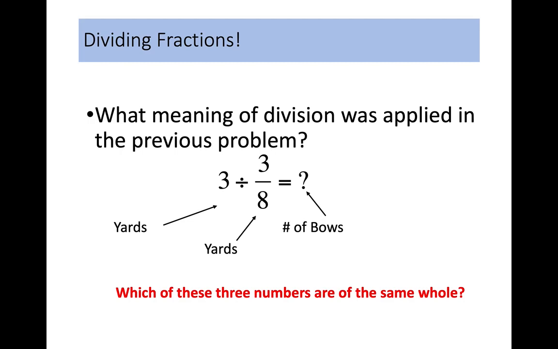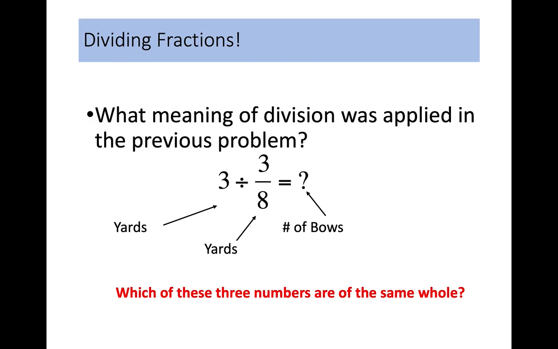Now, when we think about how fraction division works, it's a little different as well. Because in the meaning of those, the 3 stood for 3 yards of ribbon, and the 3/8 also stood for 3/8 of a yard of ribbon. That was how many yards per bow. And the answer, though, was not yards of ribbon. The answer told us the number of bows that we could make.